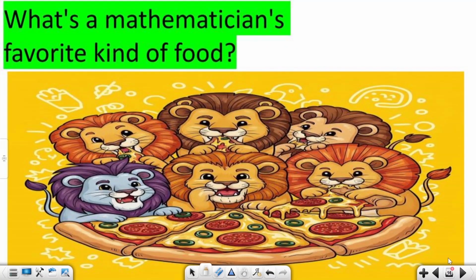What's a mathematician's favorite kind of food? The food is pizza.